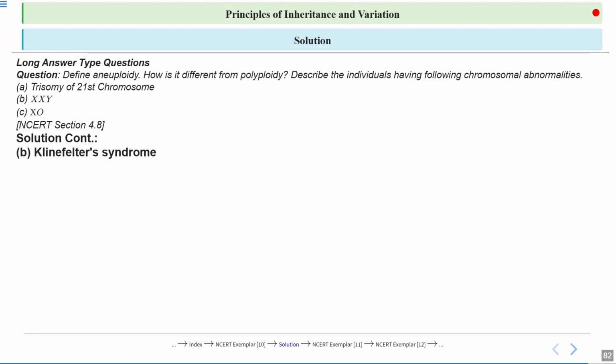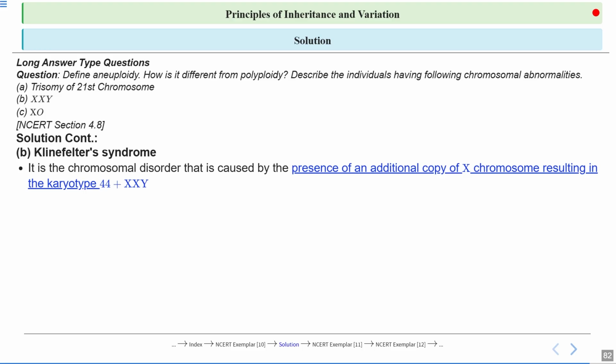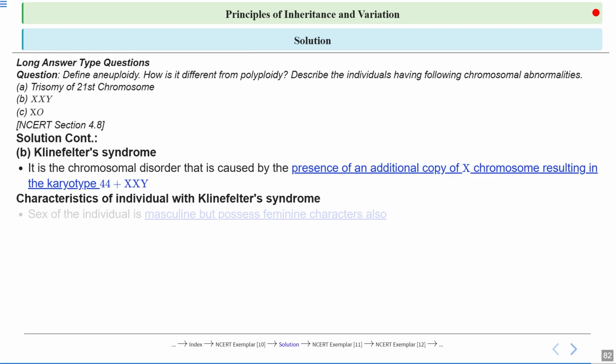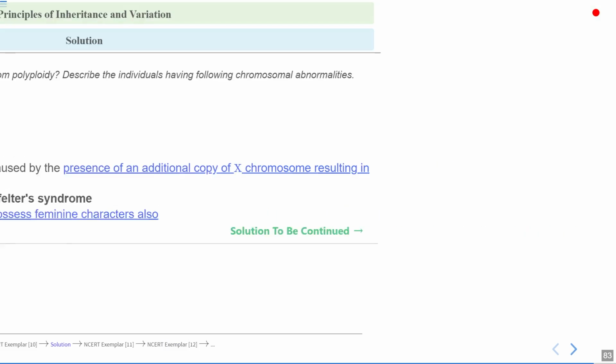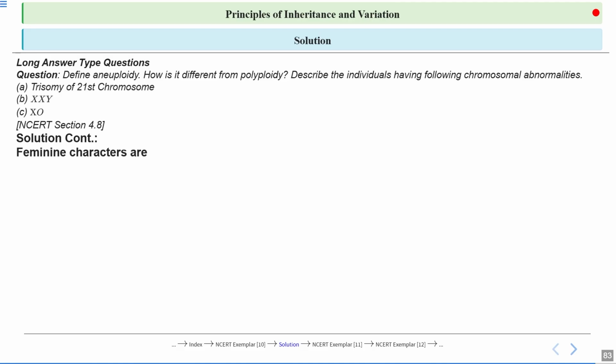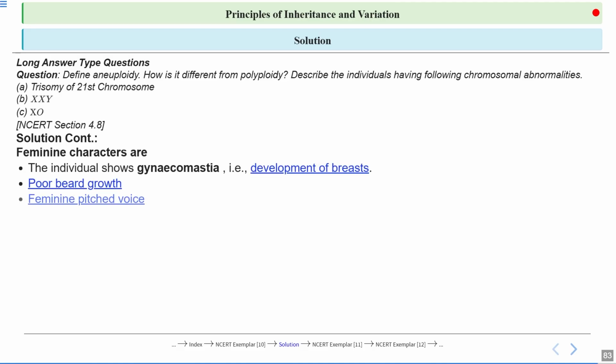Then Klinefelter syndrome. Here the karyotype is 44 plus XXY. So again, there are 47 chromosomes here. There is an additional X chromosome in the males. Characteristics of Klinefelter syndrome: overall masculine development, but the male possesses feminine characters like development of breasts, also known as gynecomastia. Poor beard growth, feminine-pitched voice, and the person will be sterile.